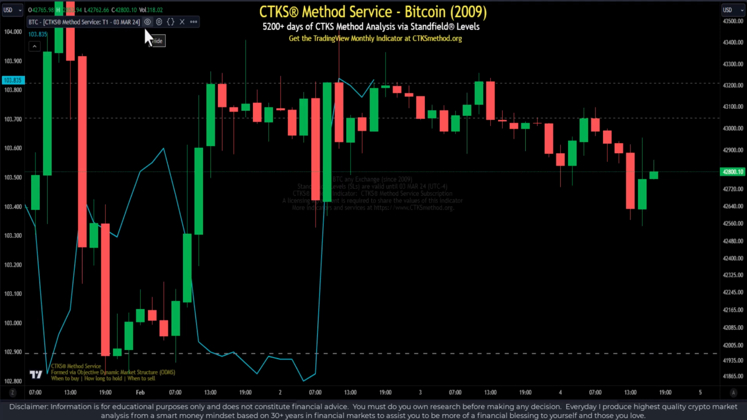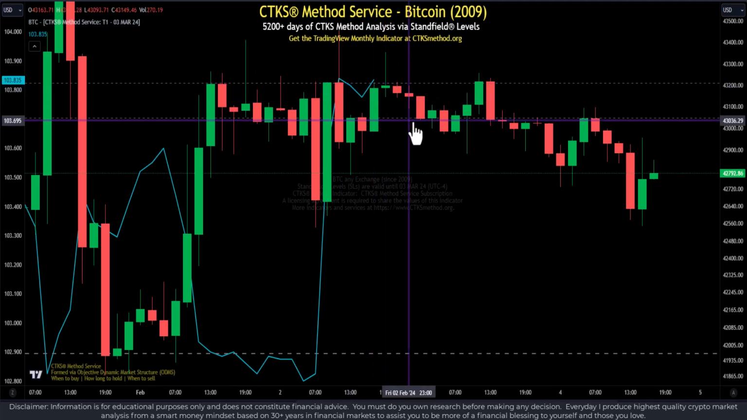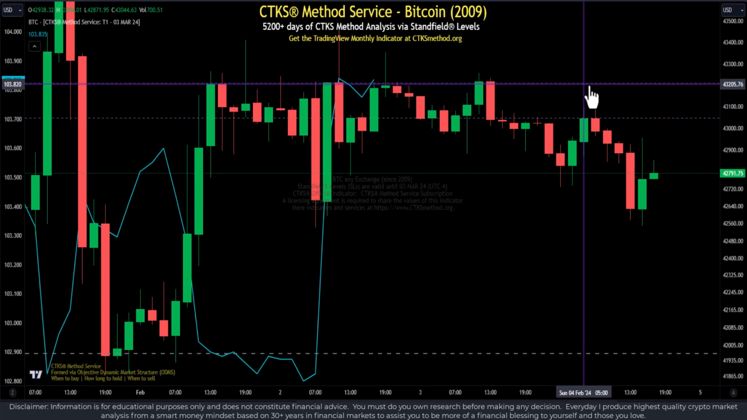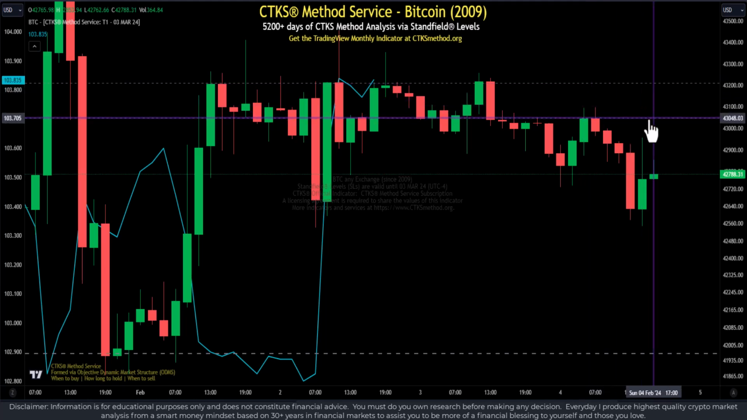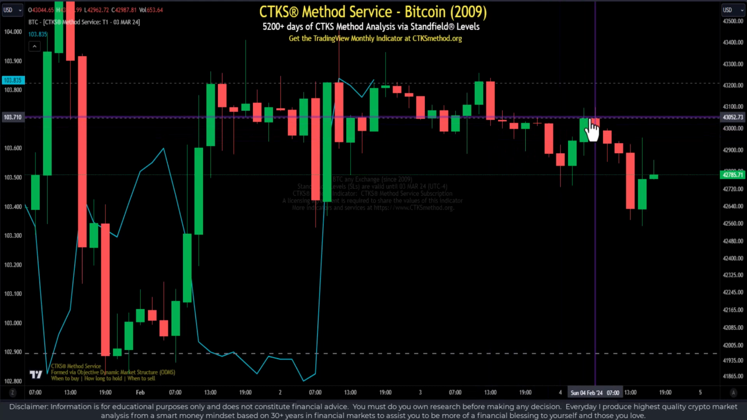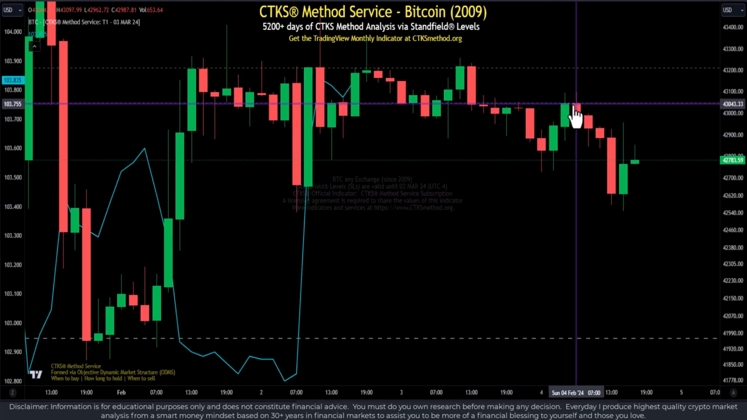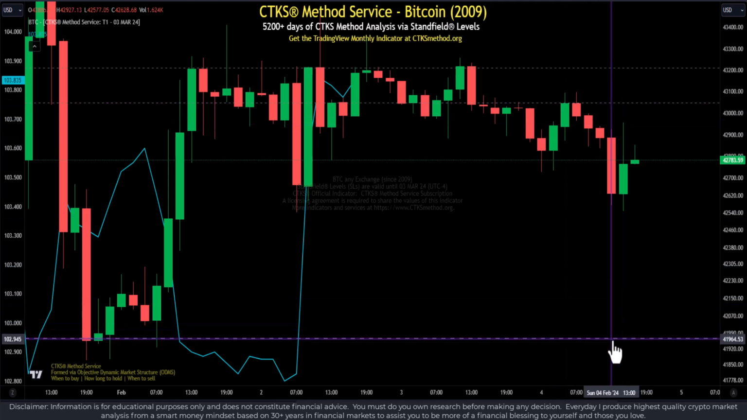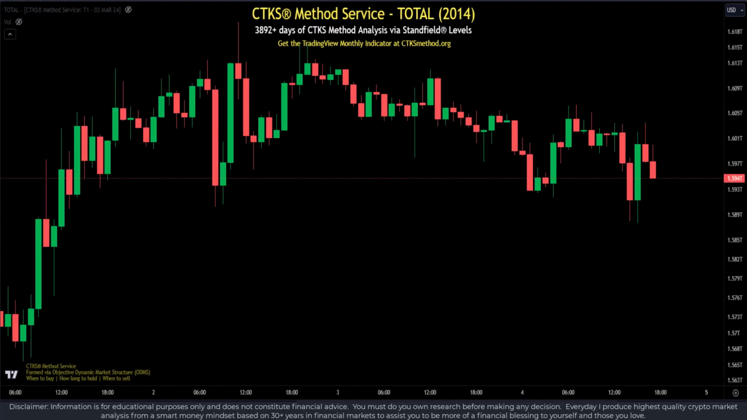But let's turn on the structural levels that have been released as the express indicator inside the service. We can see what's actually occurring inside Bitcoin's price action. There are two levels of structural resistance, one at 43,205 and one at 43,048. Price has been trying to get through these resistance levels and not succeeding. If it can't get above, it's going below. That is the probability, and we can see that below level is at 41,964. Bitcoin is currently trading at 42,778.